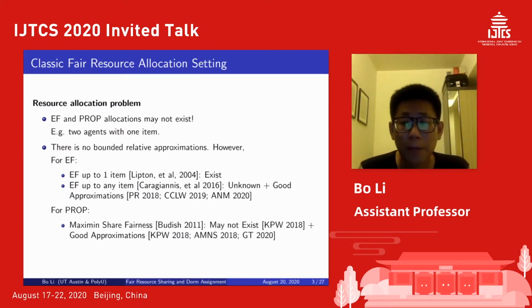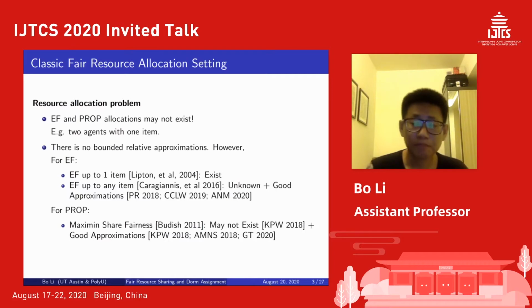And there are many good approximations. With respect to proportionality, people study maximin share fairness. And we already know that it may not exist in some instances, but there are good approximations. So this is a very brief introduction to the classic fair division or resource allocation problem.